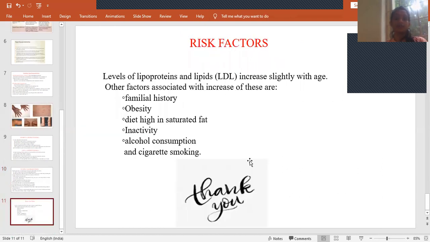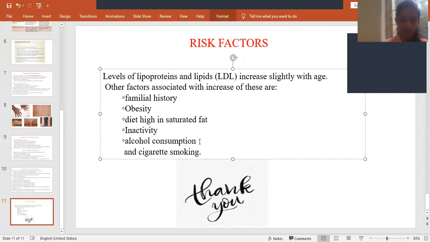And then what are the risk factors of abnormalities in lipoproteinemia? Levels of LDL will increase slightly with age, and other factors include family history, obesity, diet high in saturated fat, inactivity, alcohol consumption, and cigarette smoking. As I said, alcohol consumption increases the triglycerides, and cigarette smoking decreases HDLs.